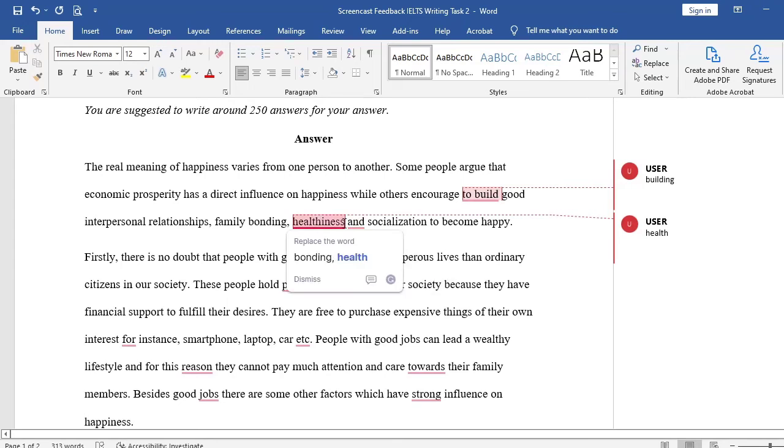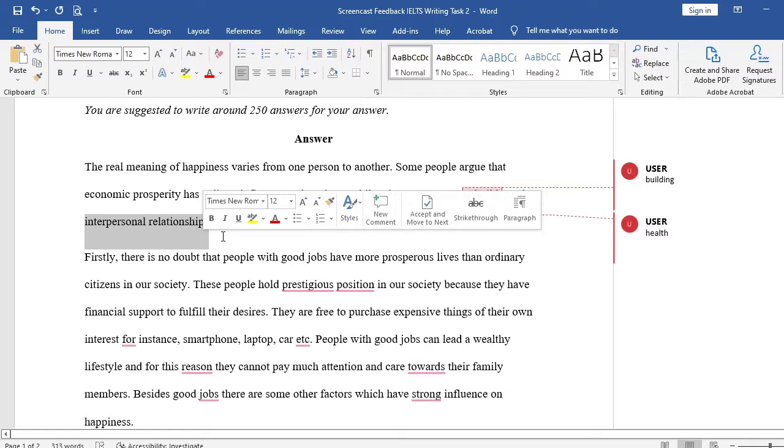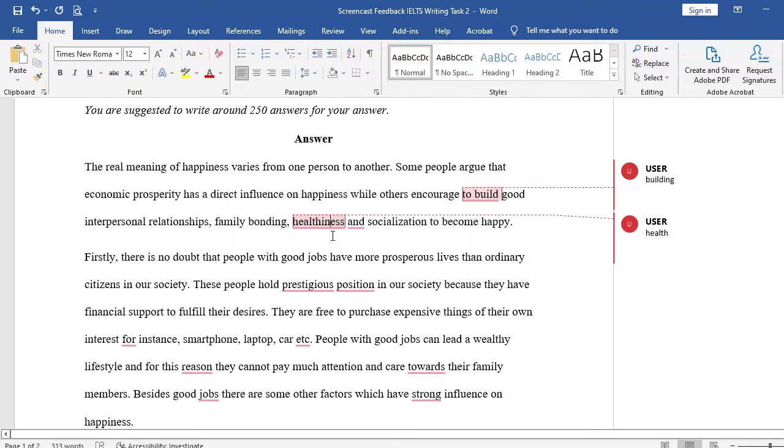I like giving a comma before and when there are 2, 3, 4, 5 or more items, because it makes the items very separate. It makes it very clear for the reader to understand how many items there are. For example, interpersonal relationships is 1, family bonding is 2, health is 3, and socialization is 4. Alright, so there should be an Oxford comma here, but it's not mandatory, so I'm not considering this a mistake. Moving on to the second paragraph.